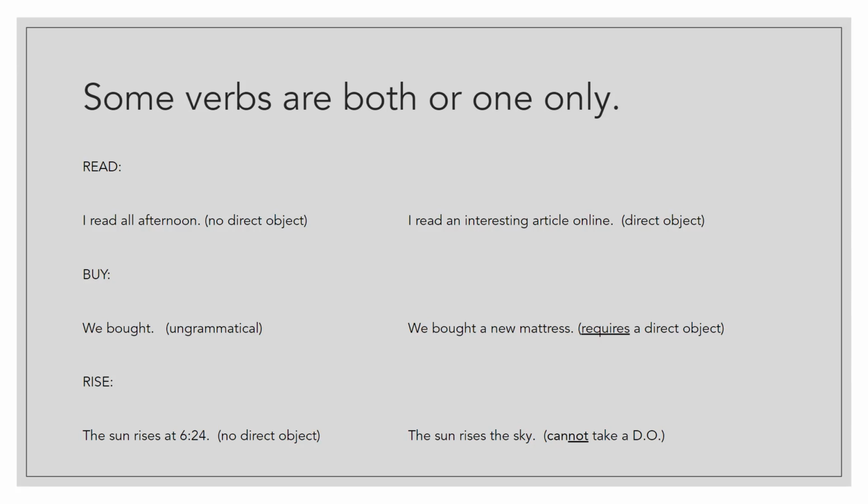I can't rise something. I can raise my hand. I can raise something, but I cannot rise something. So rise would be an example of a verb that's only intransitive. So keep that in mind going forward.